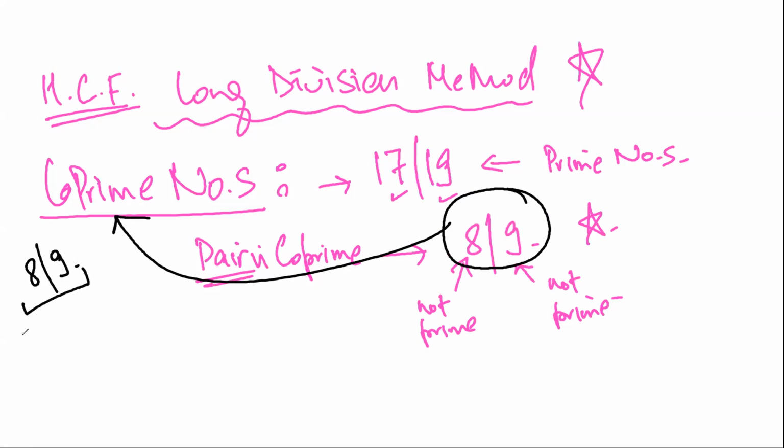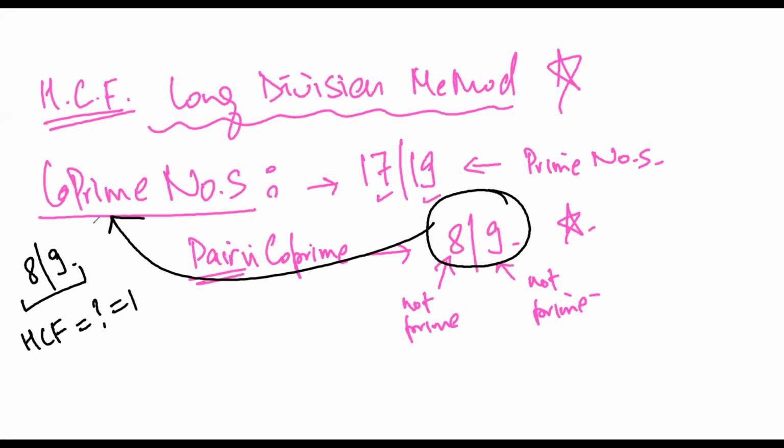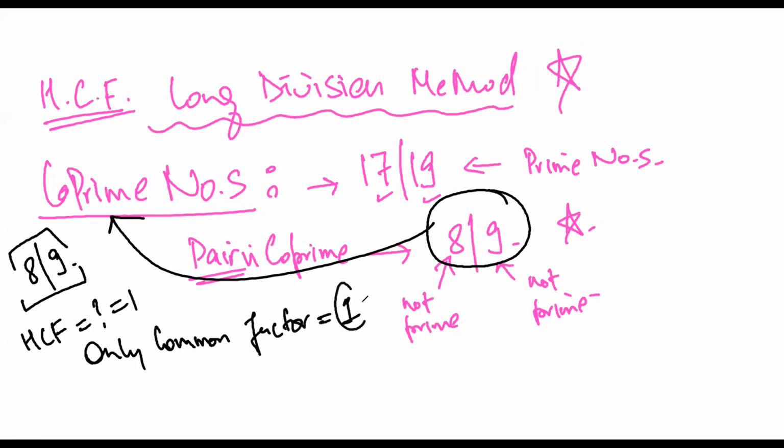Okay. Now, 8 and 9. For this pair, what would be the HCF? Sir, 1. Sir, why? Because this pair is co-prime. The common factor, only common factor would be 1. And because that is the only common factor, this would be the highest common factor. This would be HCF. Yes, sir.